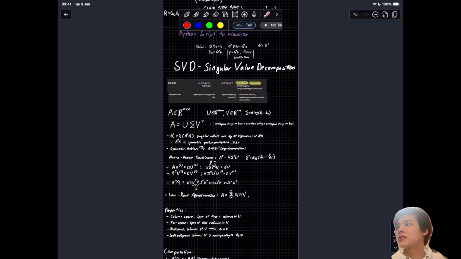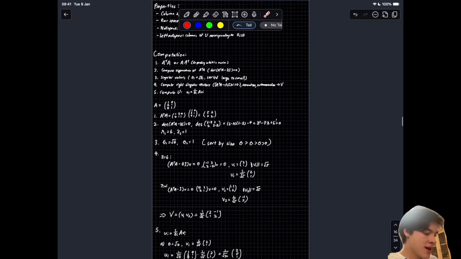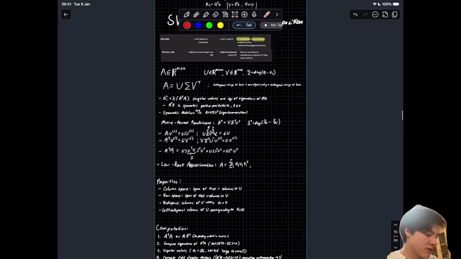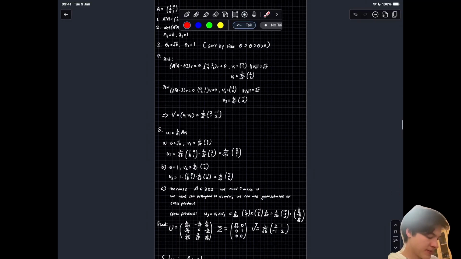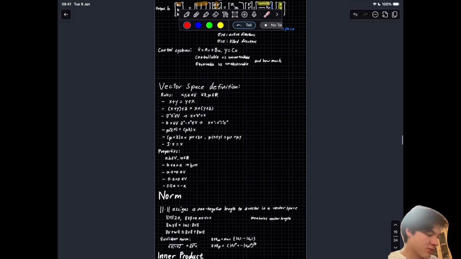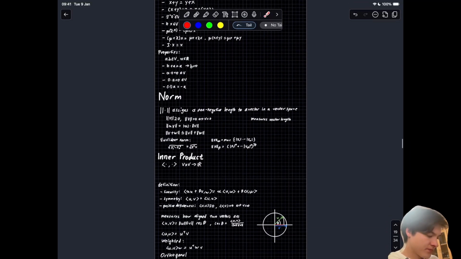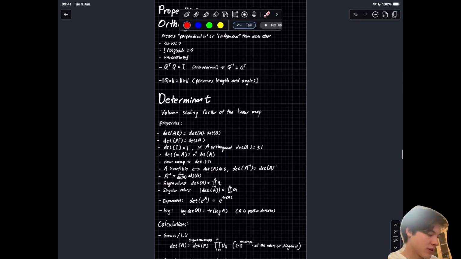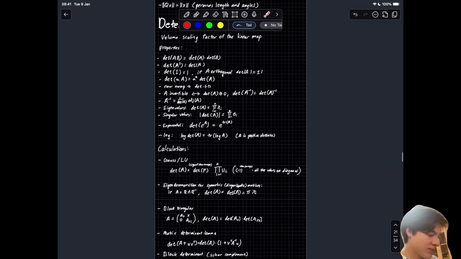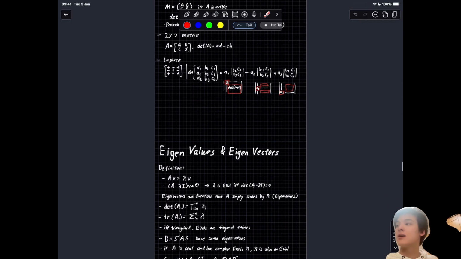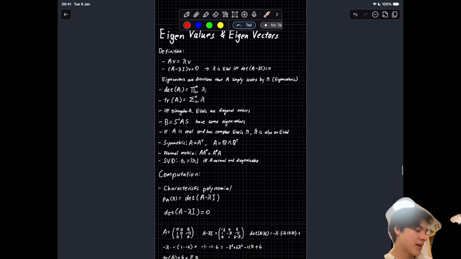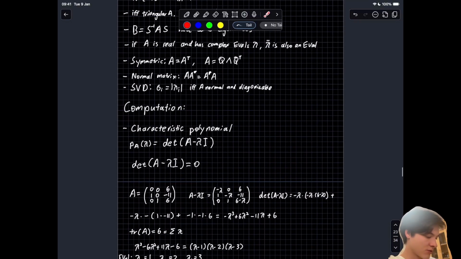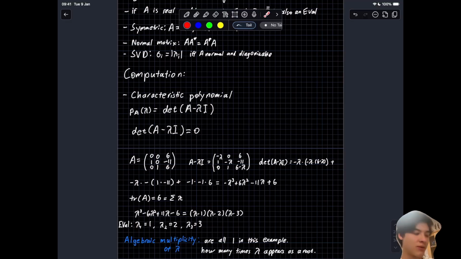Then we also saw singular value decomposition and what each of the matrices mean here. And we also saw the vector spaces. We defined norms, inner products. We saw what orthogonality means, what a determinant means for vectors. And now we arrived at eigenvalues and eigenvectors. We saw some of the properties, and now let's go into computation.